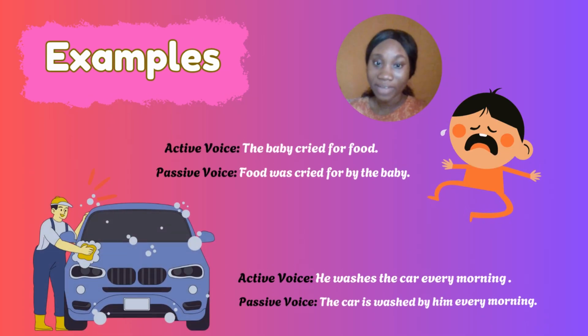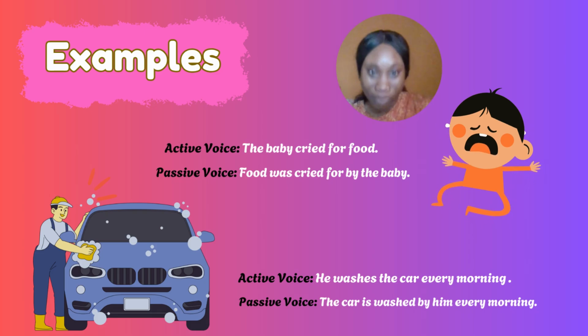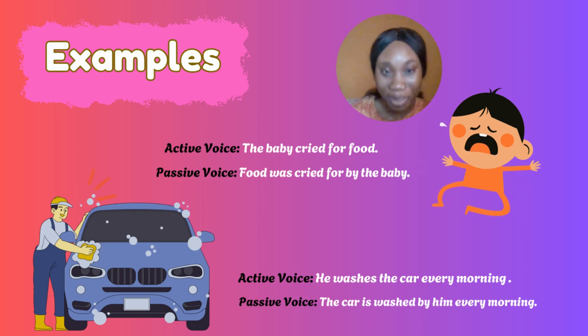Another example we have over here is: the baby cried for food. The baby cried for food. So identify your subject in that sentence. The baby, right? You can see it at the beginning of the sentence. Now, if you want to switch to passive voice, what do we have to do? We have to move the baby to the end of the sentence. So the baby cried for food. That sentence is in past tense. So passive voice will now be what? Food was cried for by the baby.